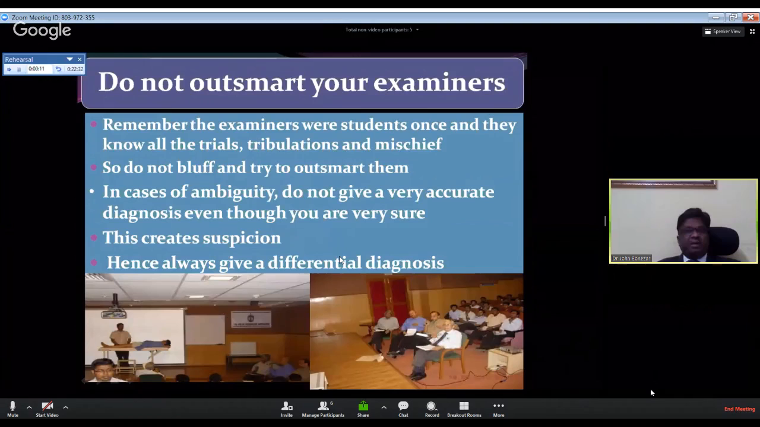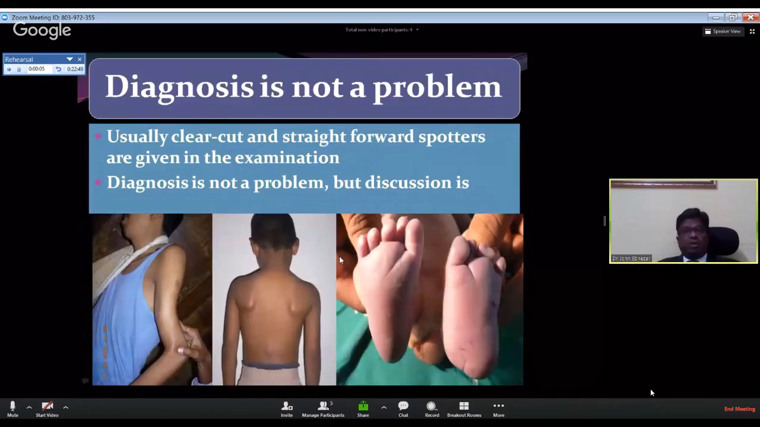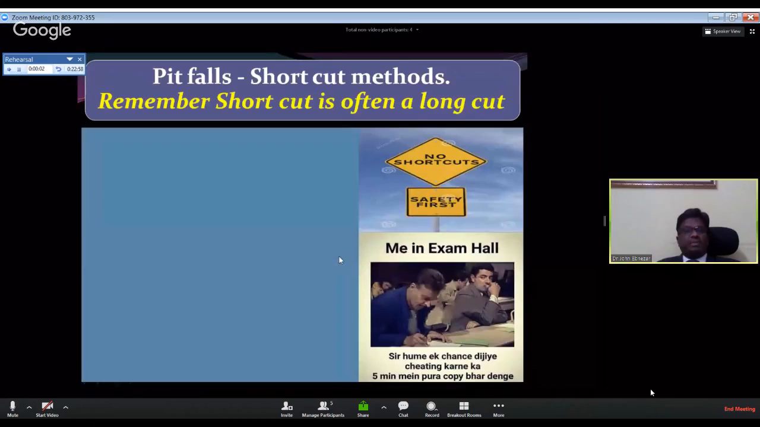In cases of ambiguity, do not give a very accurate diagnosis, even though you are very sure. This will create suspicion in their mind. Hence, always give a differential diagnosis. Usually, in short cases, diagnosis is not a problem. It's a clear cut case, but discussion is going to be a problem. So focus more on your discussion. So do not try these shortcut methods. Remember, shortcut is often a long cut.